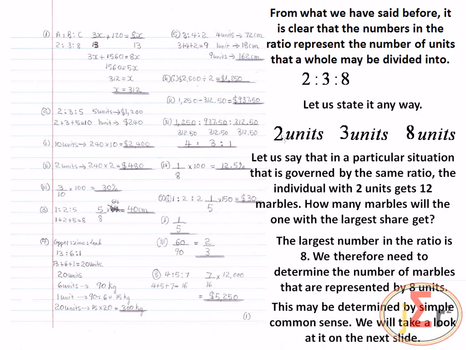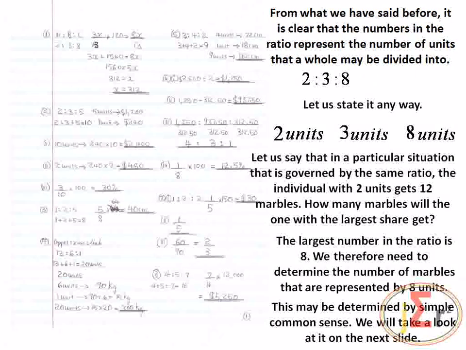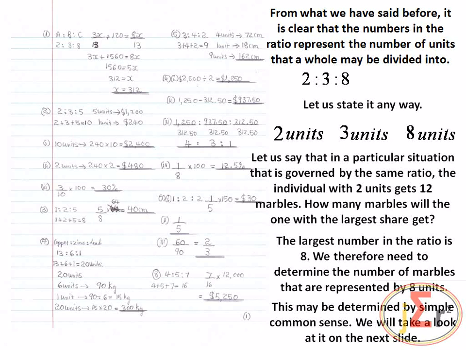This may be determined by simple common sense, because common sense is greater than mathematics. Therefore, we should not be afraid to use our common sense. We will take a look at it on the next slide. The largest number in the ratio is 8. We therefore need to determine the number of marbles that are represented by 8 units.